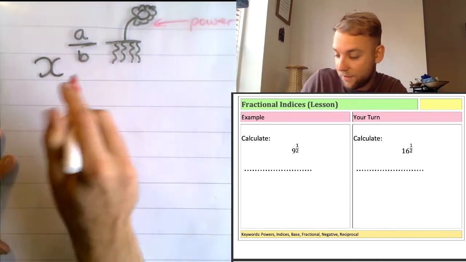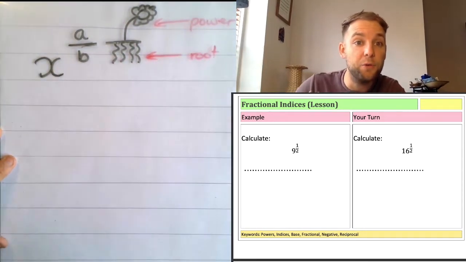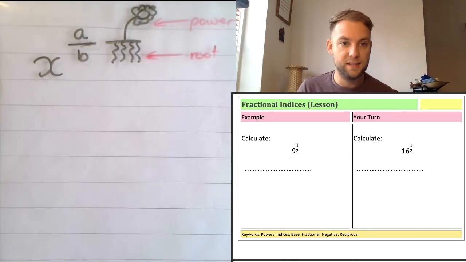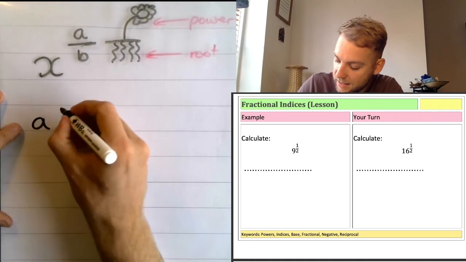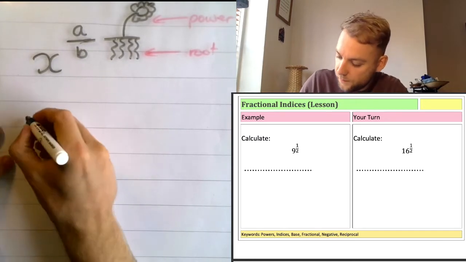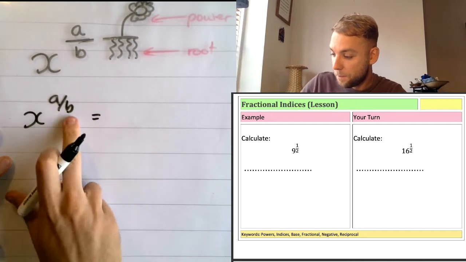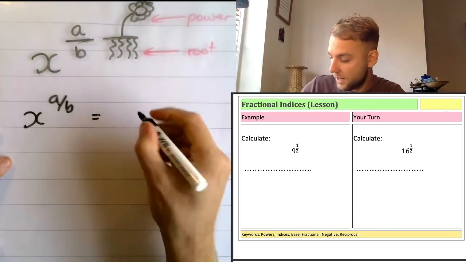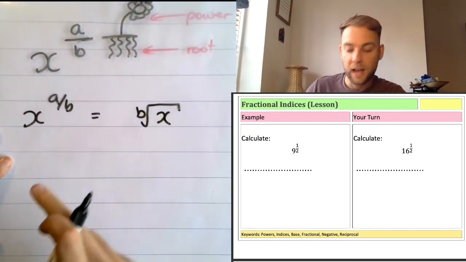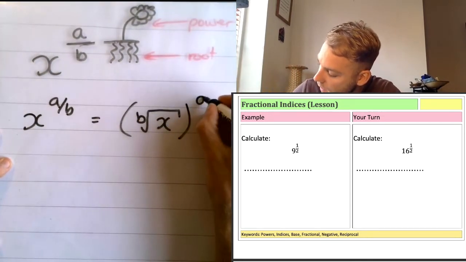And the bottom, underneath this, the b, is the roots. Like your square root, your cube root, your fifth root, your fourth root. So if I've got this, the way that we write this, x to the power of a over b is equal to, so b, the bottom of the fraction is your root, so it's your bth root of x, and the top is the power. So all to the power of a.